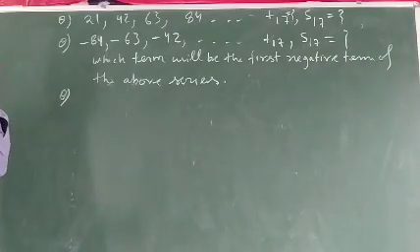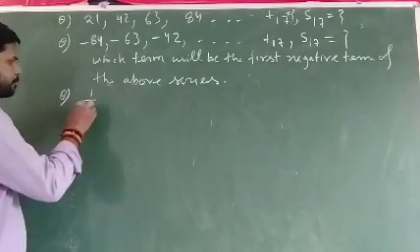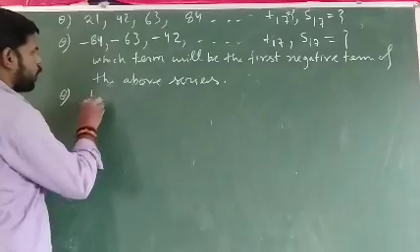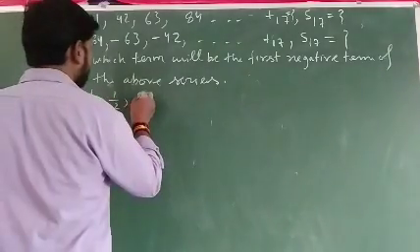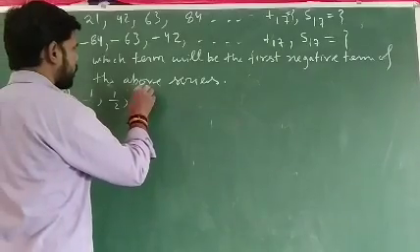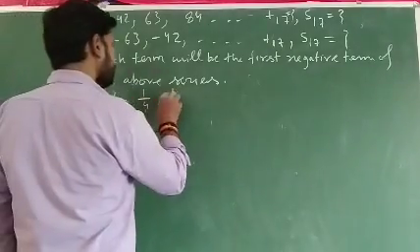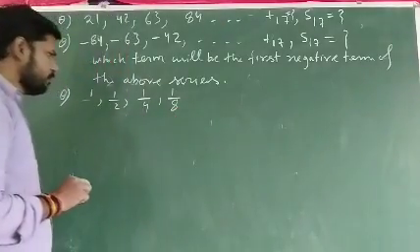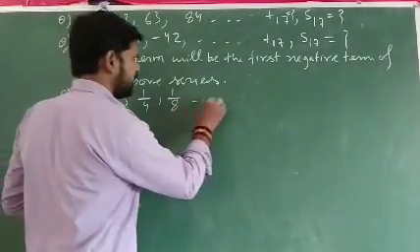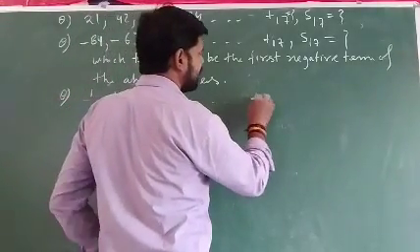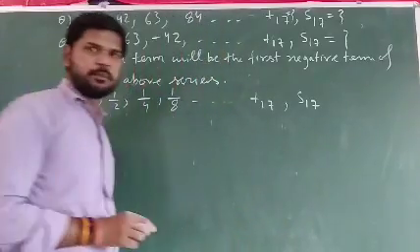Suppose we have another question: 1 by 1, comma, 1 by 2, comma, 1 by 4, comma, 1 by 8. The same way, the series can flow. For this series also, you need to think how we will find T17 and how we will find S17. Similarly, you can have many more questions.